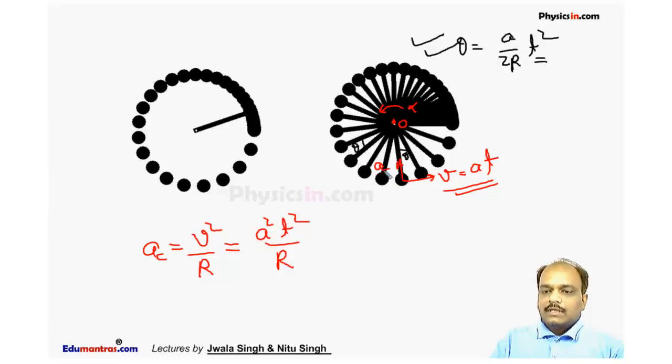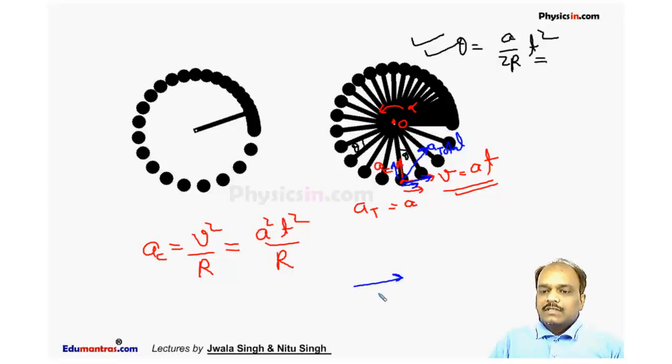This is AC, and the tangential acceleration is a. This is tangential acceleration. So if the particle is moving with a constant angular acceleration, it is having tangential acceleration as well as normal acceleration. So this is the total acceleration of the particle. So the net acceleration of the particle is in this direction.